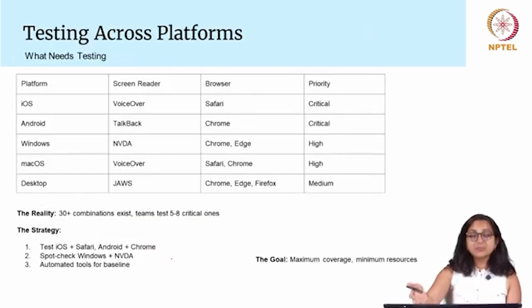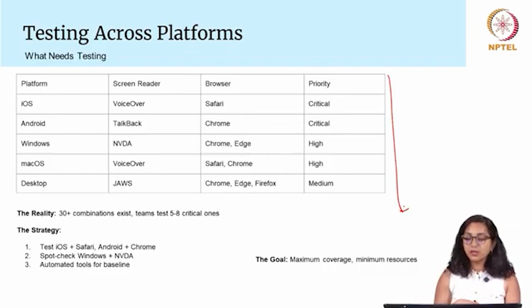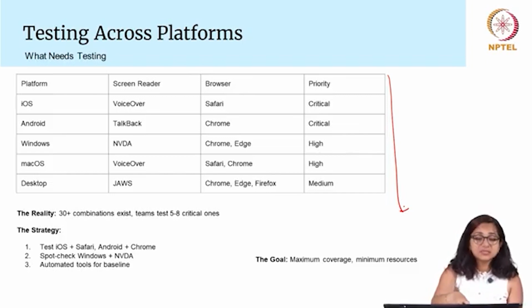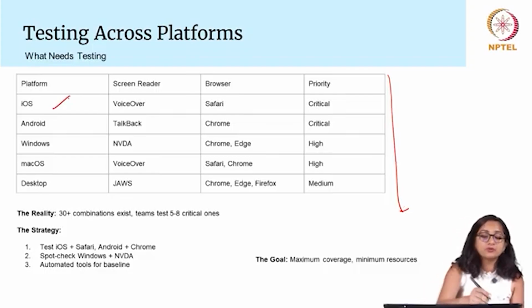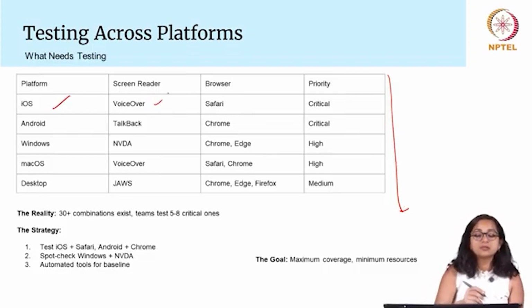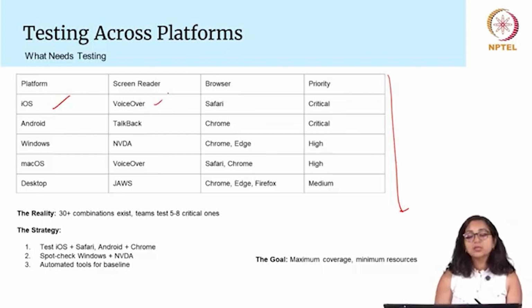So I think this is something that we have already discussed in one more lecture, where we were talking about testing across platforms and what needs testing. So on each platform, different kinds of things require testing. So for example, on iOS, the screen reader is VoiceOver, the browser is Safari, and priority is critical.